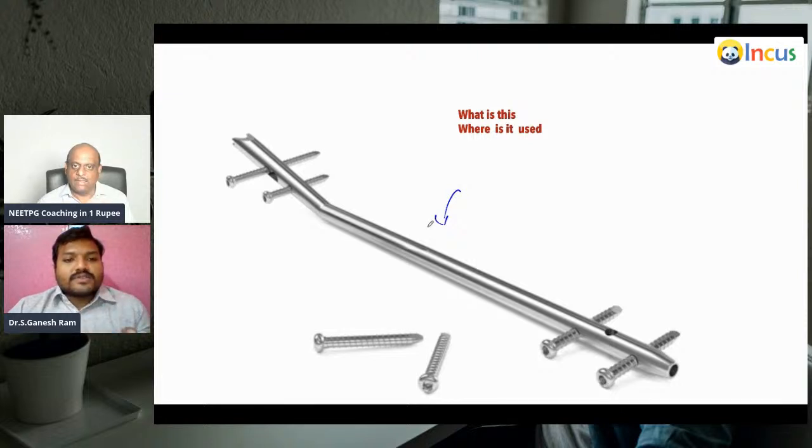First we have to see whether it is a tibial nail or a femur nail. This is obviously a nail, everybody will know. Whether it is a tibial nail or femur nail, we have to first identify. You can see there is a bend in the proximal aspect. There is a bend here. This is called the Herzog bend. H-E-R-Z-O-G.